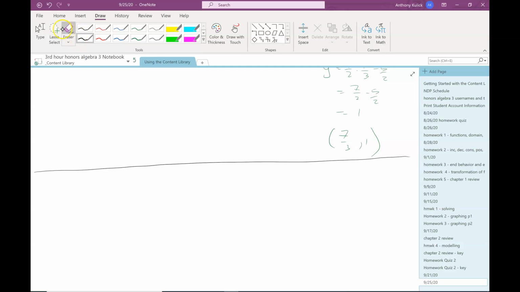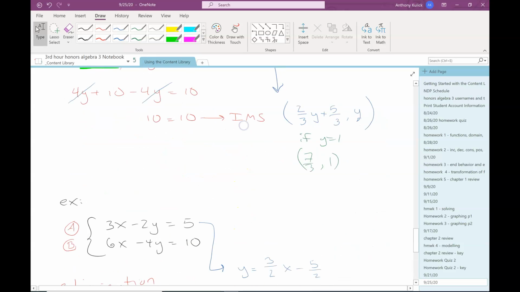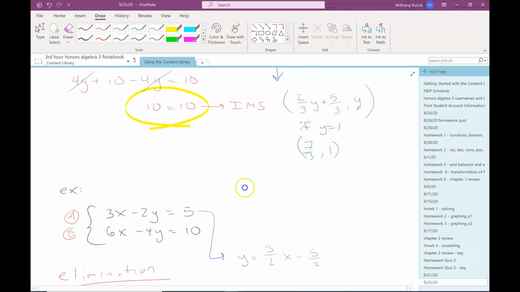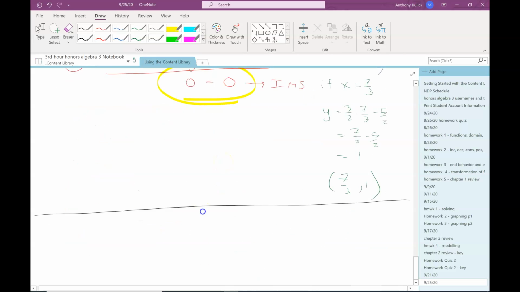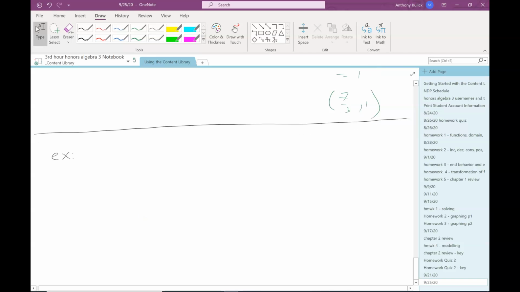All right. So the big takeaway, when we get something where it's just a true statement in the course of solving, whether it's substitution or elimination, that's our indicator that we have infinitely many solutions. Okay with that? Good. Let's do another example, this time where no solution happens.